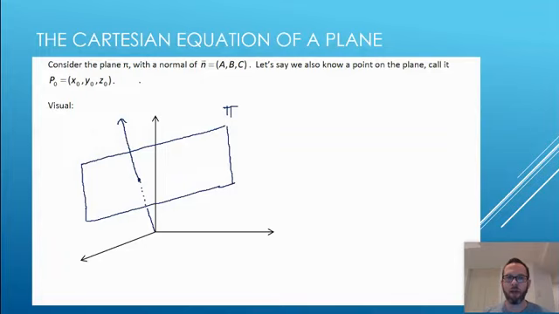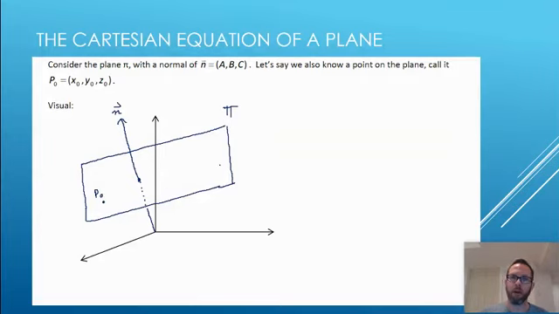So any normal we have is going to be pointing in the same direction. So I'm going to call this n. And so we've got a plane. We have some normal, call it ABC. And let's say we have some point on the plane. Call it P naught.